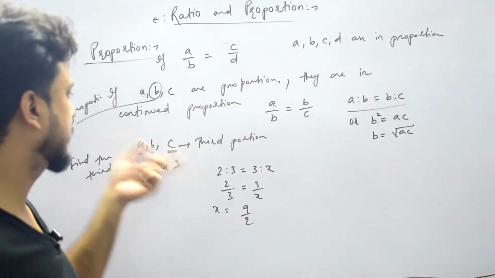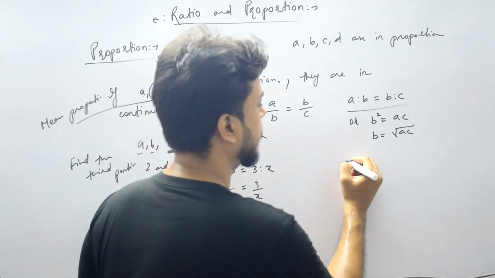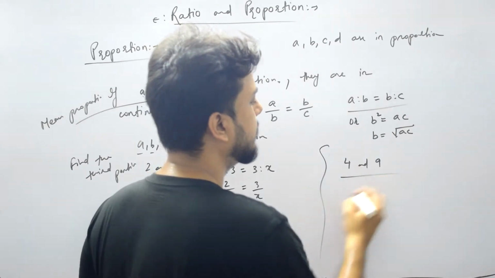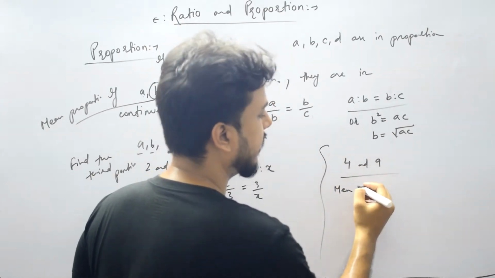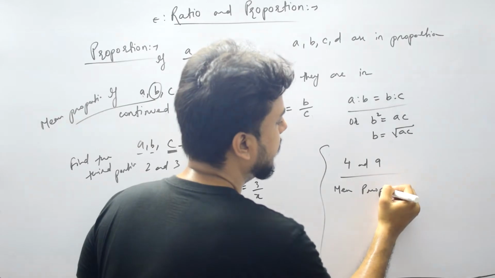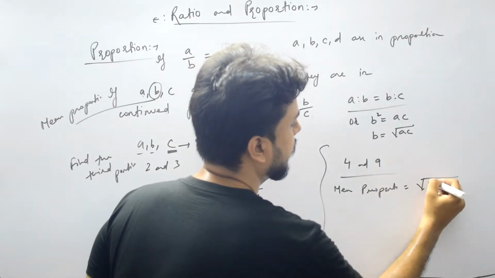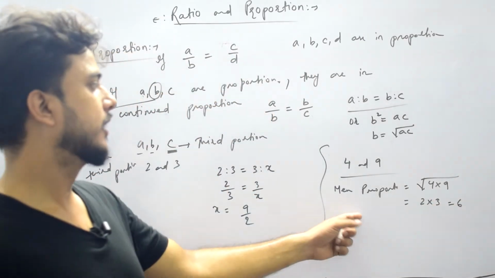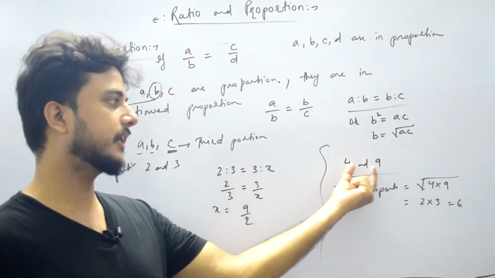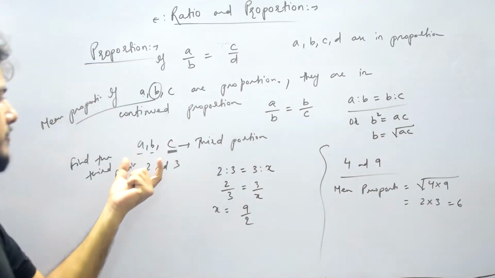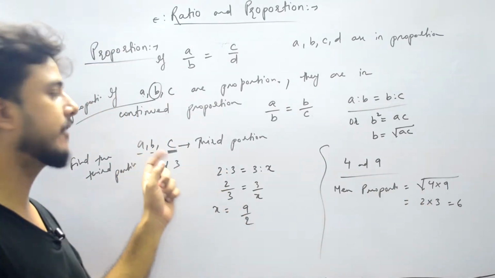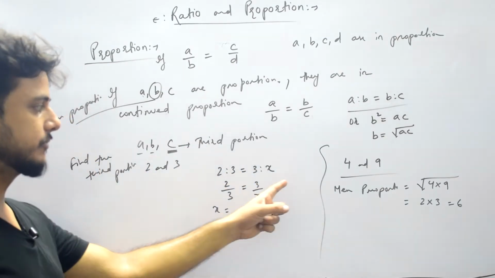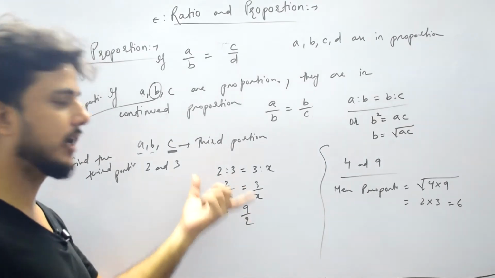And suppose the question says 4 and 9, these two terms are given, find the mean proportion. So the mean proportion of 4 and 9 will be the root of the product of these two, 4 into 9, that is 2 into 3, that is 6. So if we have to find the mean proportion and two numbers are given, we will find the square root, and if two terms are given and we have to find the third proportion, we have to assume the third proportion is x, y, whatever, and then solve it like this.